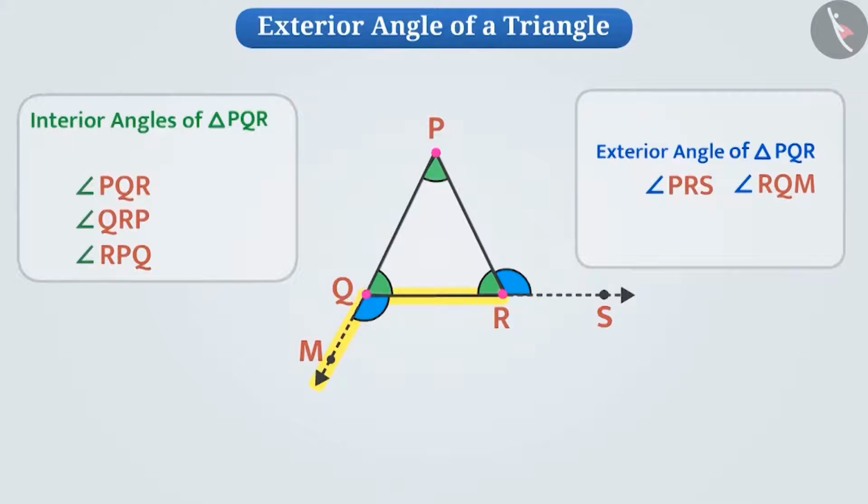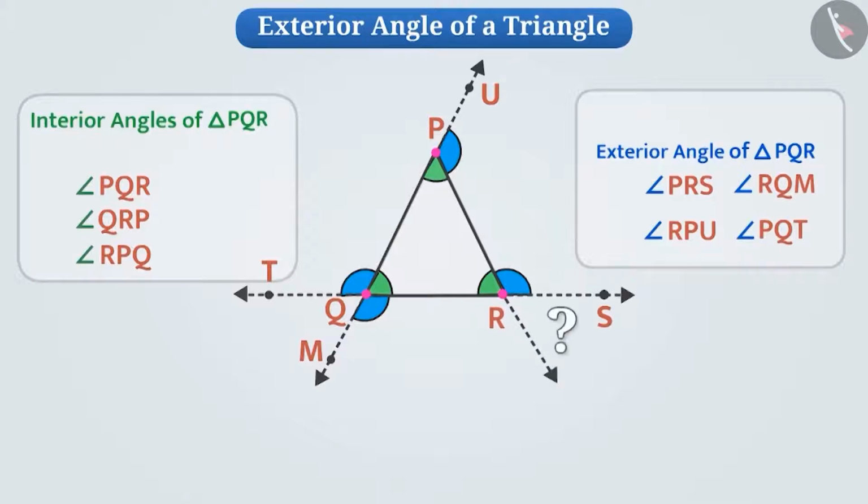Q of the triangle. Similarly, if we extend the side PQ through U in the upward direction, we will get the exterior angle, angle RPU. Exterior angles can be formed for a triangle in many ways. If we extend the side QR towards the left, we get an exterior angle, angle PQT, formed at the vertex Q. Now you may pause the video and try to find the exterior angle by extending the side PR.